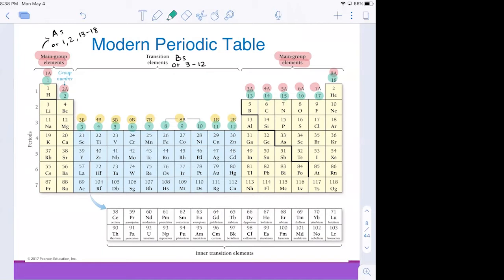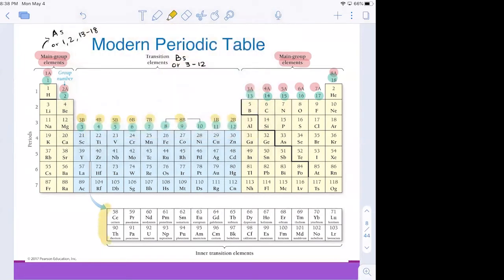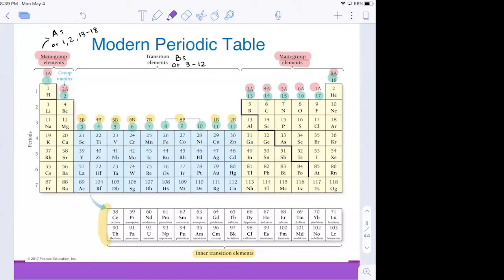Again, the inner transition elements, right there, the lanthanides and actinides, they are just as unpredictable as the transition elements are. You can call them transition elements, or you can call them transition metals. They are metals.